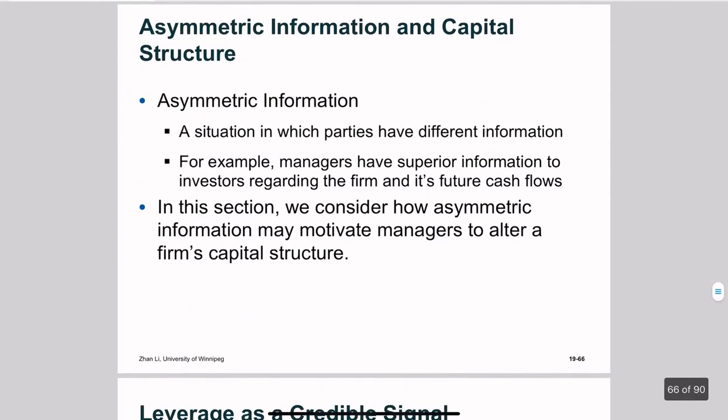So asymmetric information refers to, well, judging from the name, right? Information is asymmetric. It basically means there are two parties, and one party has more information than the other party.